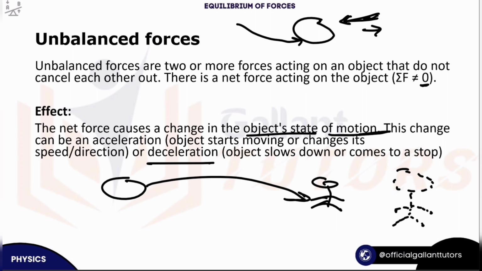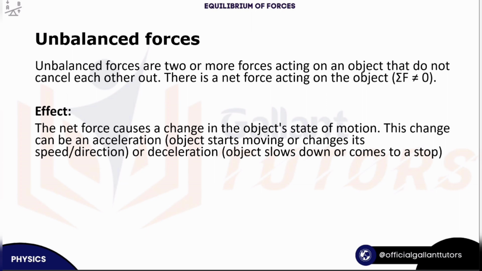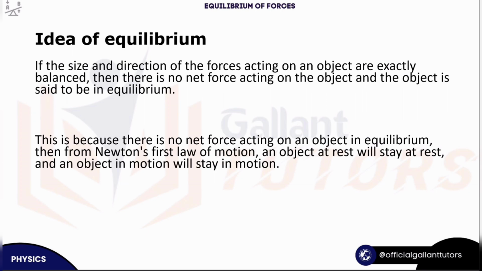So the idea of equilibrium. Let's just get things straight here now. If the size and direction of the forces acting on an object are exactly balanced, then there is no net force. I've said this over and over again to tell you that it's a very good point. There's no net force acting on that object, and that object is said to be in equilibrium.